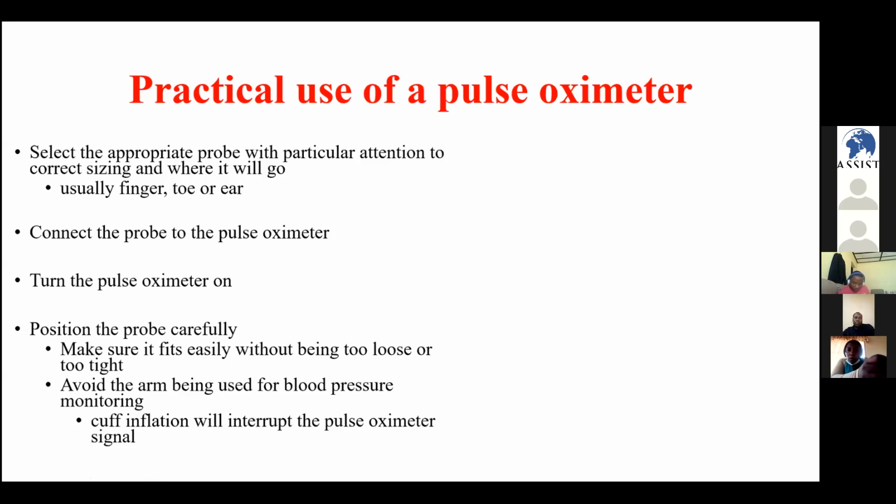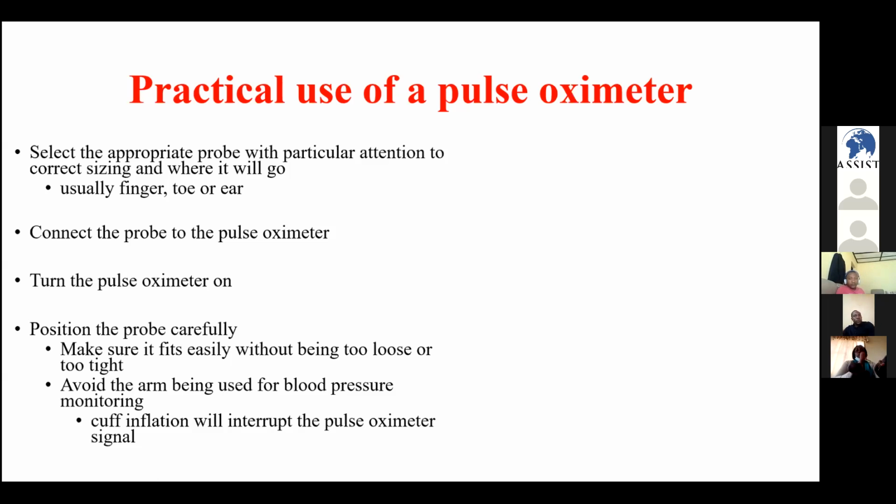So now we are approaching the practical use of the pulse oximeters. Generally you have to select the appropriate probe with particular attention to the size and where you want to place the probe, either the finger or the toe or the tip of the ear, but it also depends on the size of the patient. Like in neonates, the probe might differ from the probe for adults.